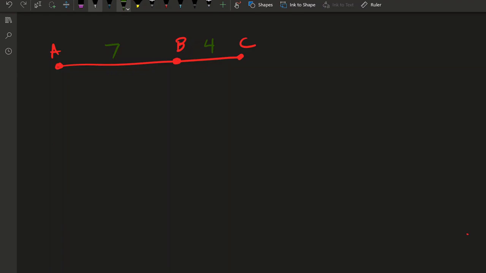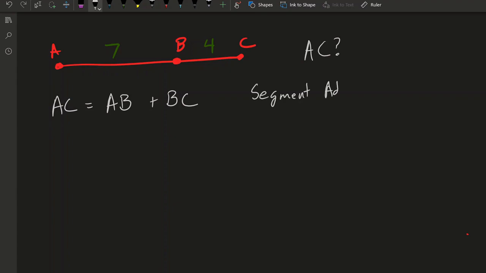So the question is, what is AC? Well, I would say AC is equal to AB plus BC because of the segment addition postulate. And show your work just like this. Write the reason down next to each statement.